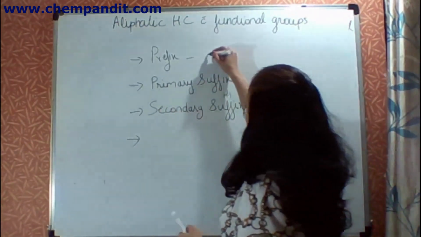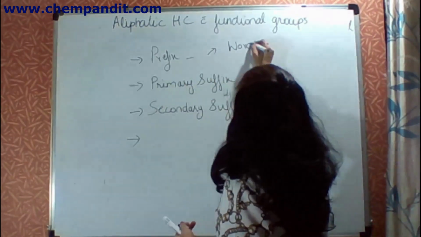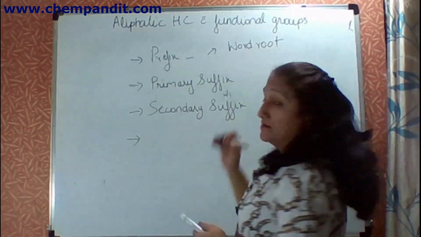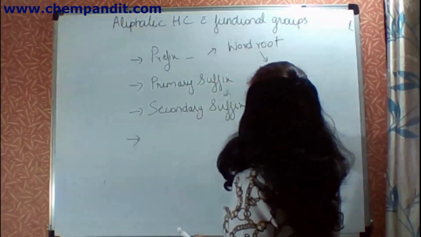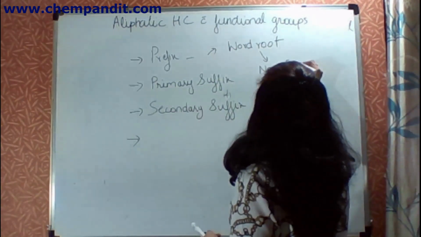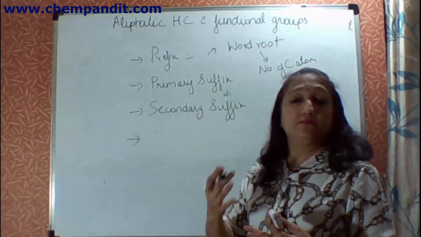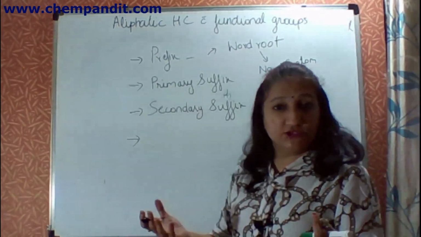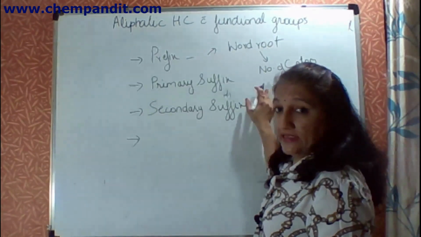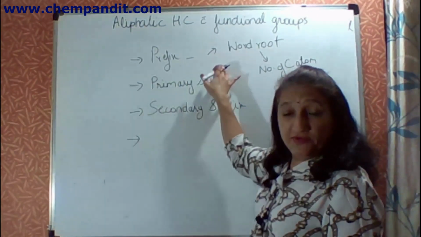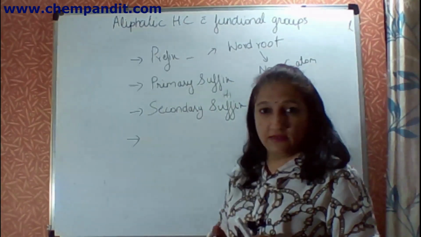Firstly, what is a prefix? Prefix is decided by the word root. And word root is in turn decided by number of carbon atoms. Yes, we know like eth, meth, prop, but and so on. Hept, hex, oct, non, dec, like that. Okay. So prefix is decided by the word root, which is again decided by the number of carbon atoms present in the longest chain. Clear?